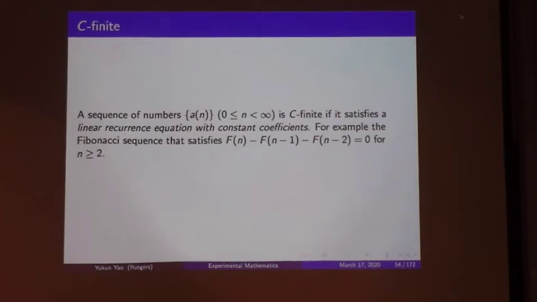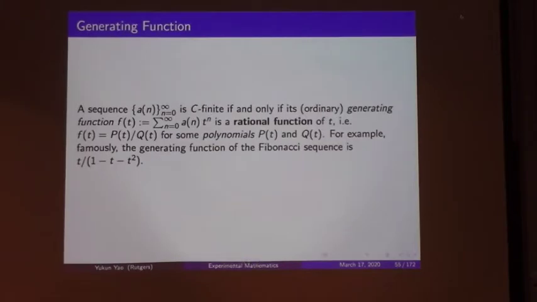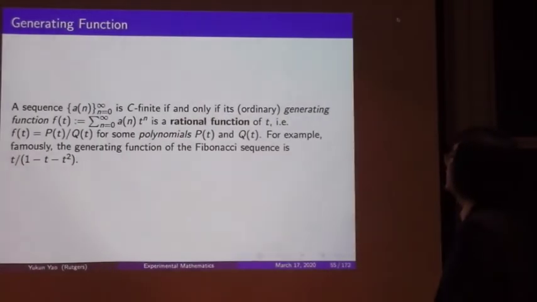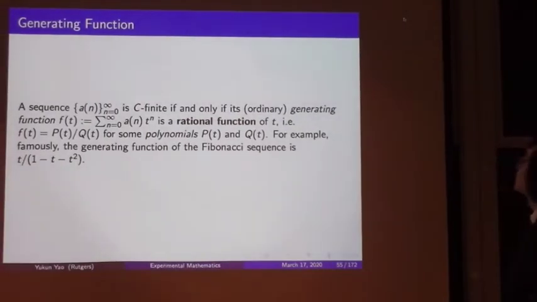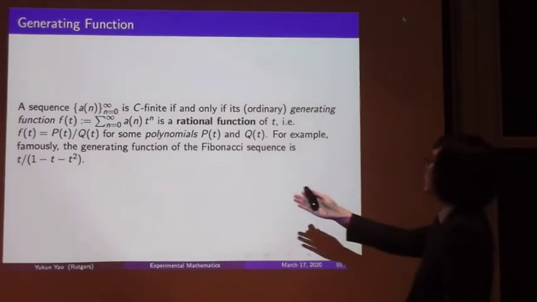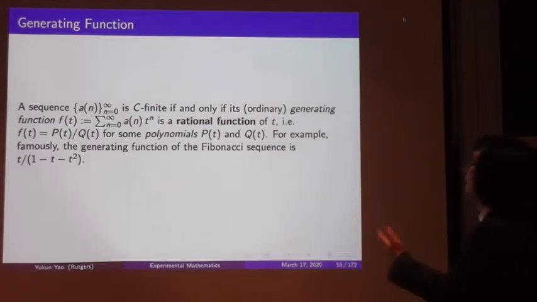C-finite means a sequence satisfies a linear recurrence relation with constant coefficients, so the Fibonacci sequence is C-finite. And a sequence is C-finite if and only if its ordinary generating function is a rational function. So the Fibonacci sequence has a rational function as its generating function.